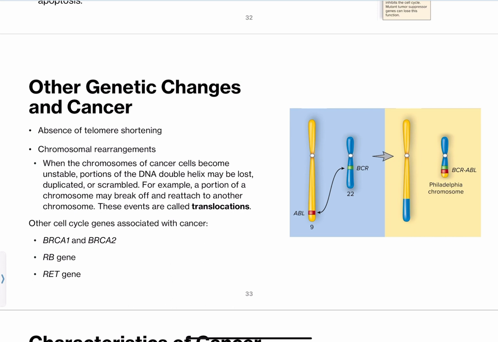But cancer cells don't just stop at mutating a couple genes. They often develop chromosomal abnormalities too, like when pieces of DNA are lost or duplicated or rearranged. A common example is a translocation, and that's where a chunk of chromosome breaks off and attaches to another. Also, normal cells have something called telomeres. These are the protective caps at the end of chromosomes that shorten every time a cell divides. In cancer cells, those telomeres don't shorten, which is one of the reasons why cancer cells can divide endlessly.